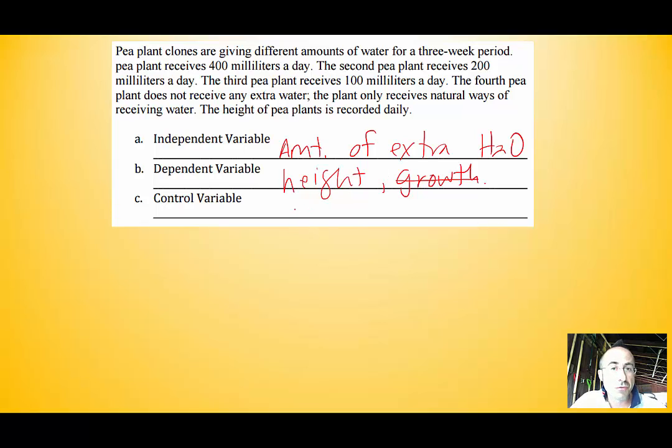All right, what's your control variable here? The fourth pea plant does not receive any extra water, so in this case, there's no treatment. That plant is basically only receiving what gets in rainstorms, and that is going to be without the treatment, because the treatment is the extra additional water. Okay, very good. So let's go on. Last one.